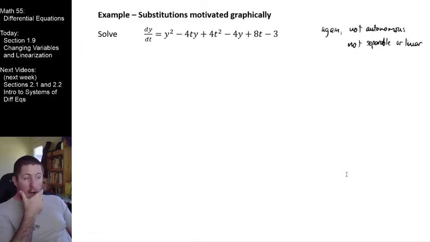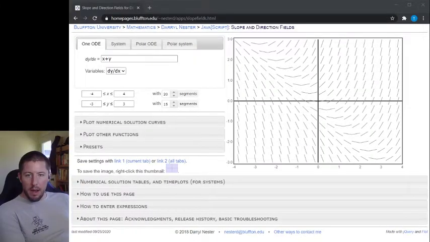Fortunately, it's 2021. The good news is, despite everything else in the world, we at least have technology that's going to help us graph a slope field for this thing. So what we are going to do right now is take a look at the slope field, and we're going to ask ourselves, how does the slope field for this guy help us decide what type of substitution might be most appropriate for us here? So let's pop over to our slope fields. I'm going to throw this equation into the slope field tool, so I'm going to pop over to our browser.